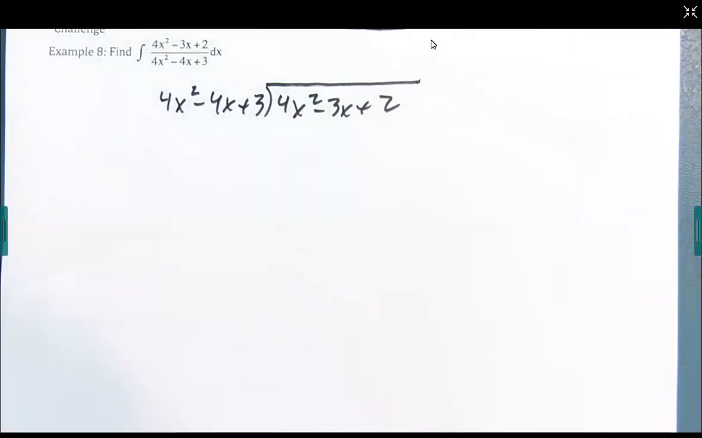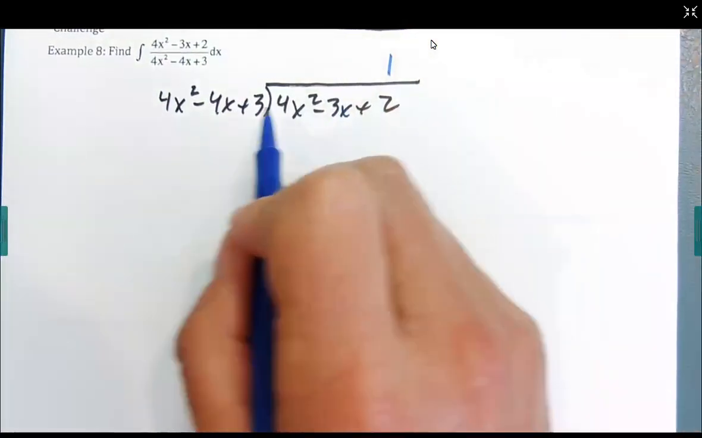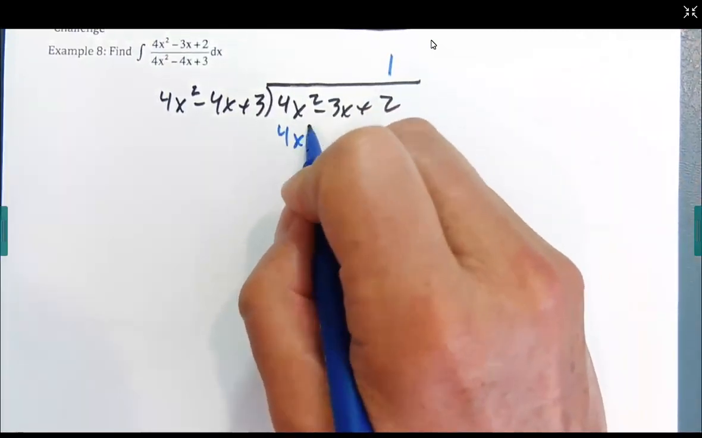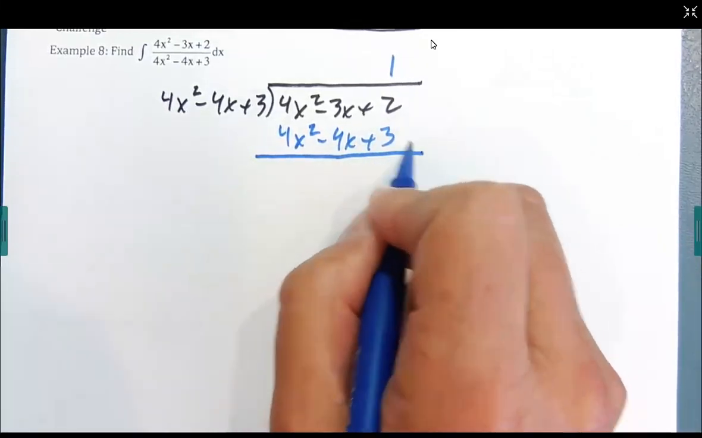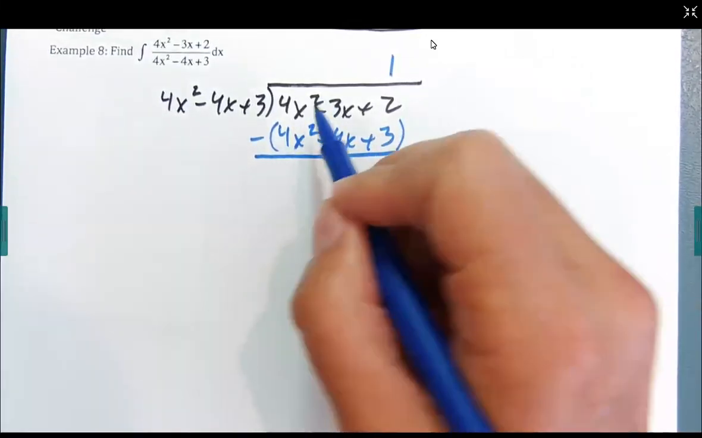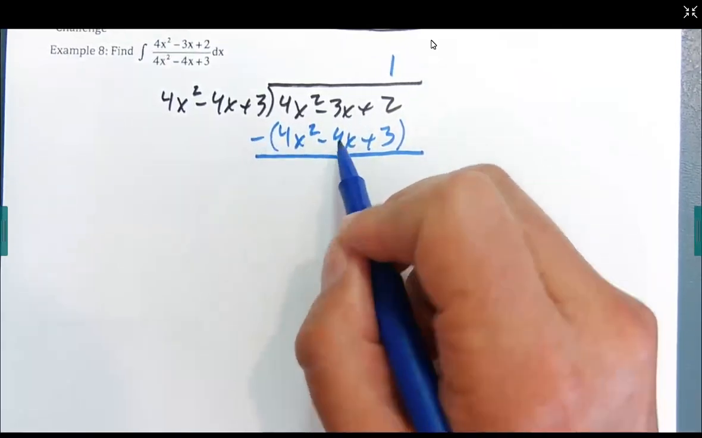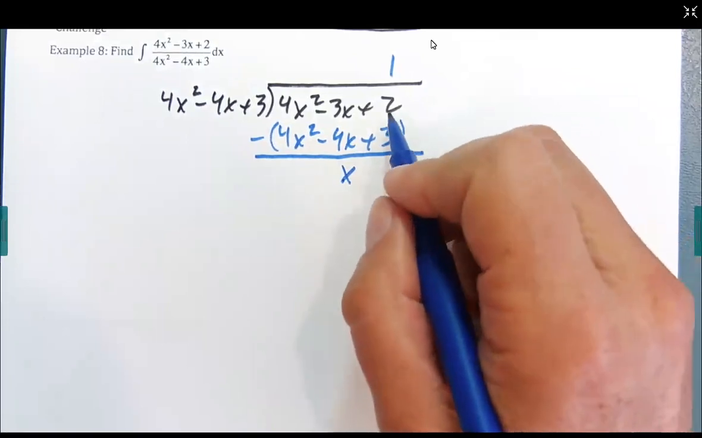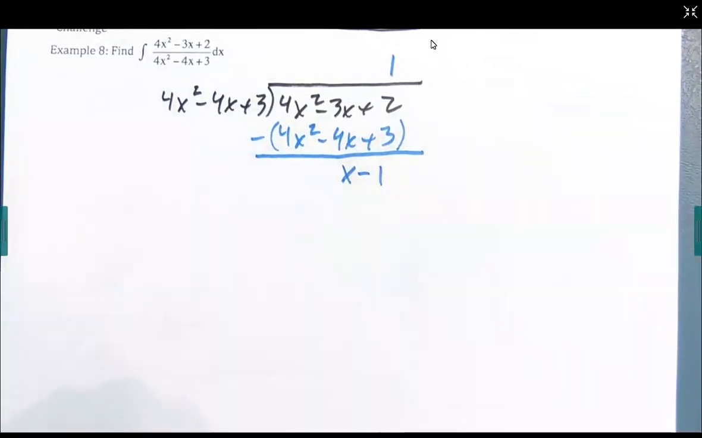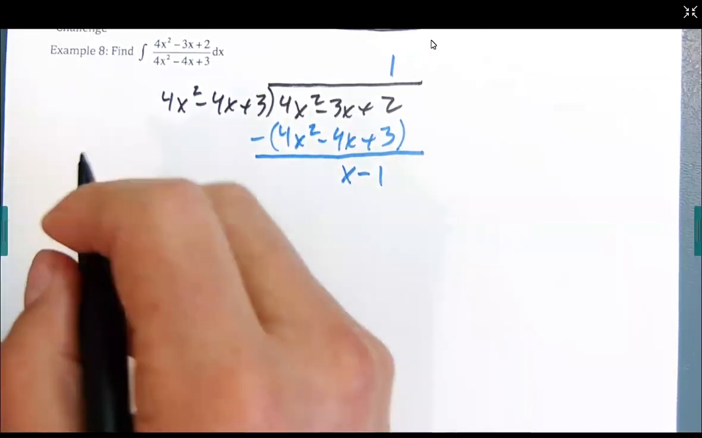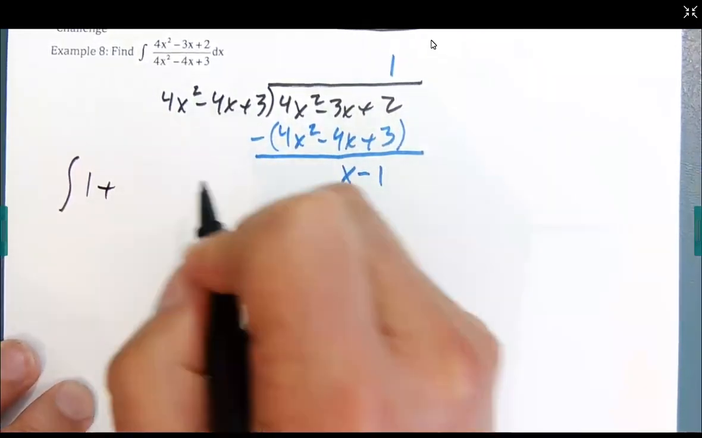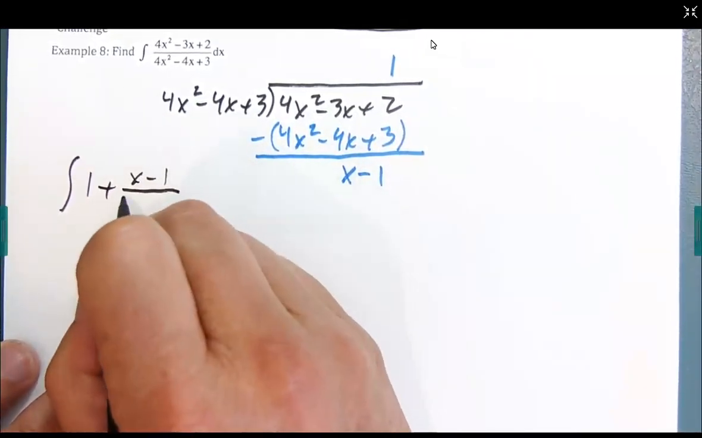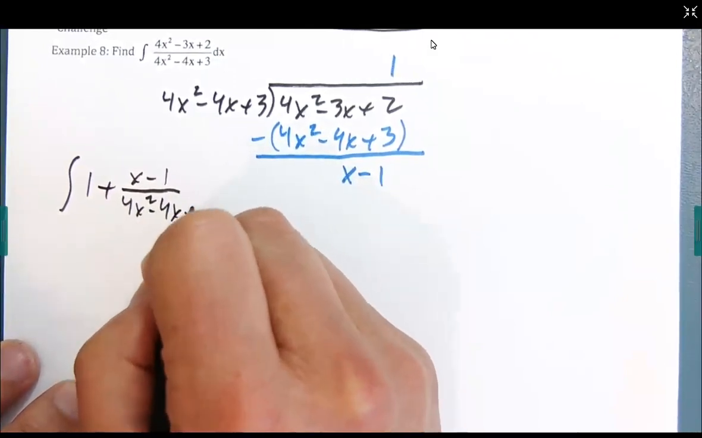So let's switch colors real quick. To get 4x squared from 4x squared, I have to multiply by 1. So 4x squared minus 4x plus 3. Subtract. Those go away. Negative 3x plus 4x just gives me x. And 2 minus 3 is minus 1. So this integral becomes the integral of 1 plus x minus 1 over 4x squared minus 4x plus 3 dx.